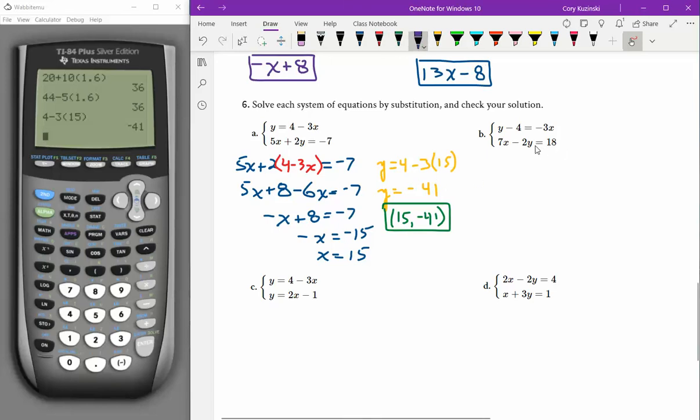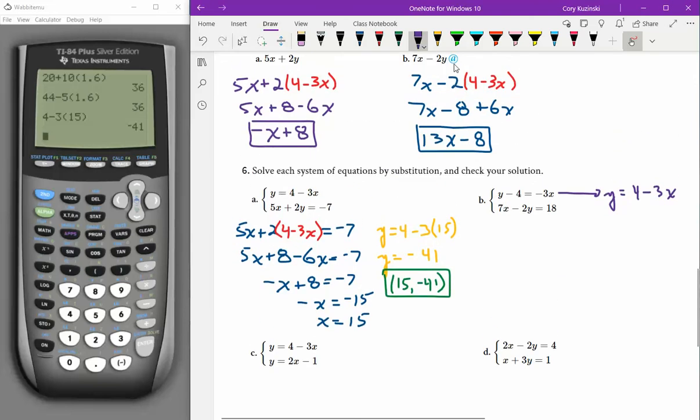All right, on B, the first thing I'm going to do is change this equation to 4 minus 3x. Now isn't that what we just substituted in up here? 7x minus 2y. When we plug this 4 minus 3x in, we got 13x minus 8. So I guess we can skip some steps here and go with, we know when we substitute this in for y, we're going to get 13x minus 8. Okay, and that equals 18. And then I'll solve that. So I'm going to add 8 to both sides and then divide both sides by 13. And I get x equals 2.